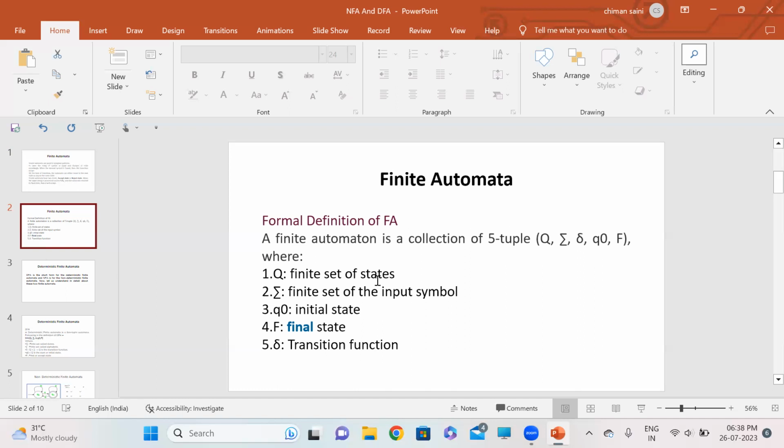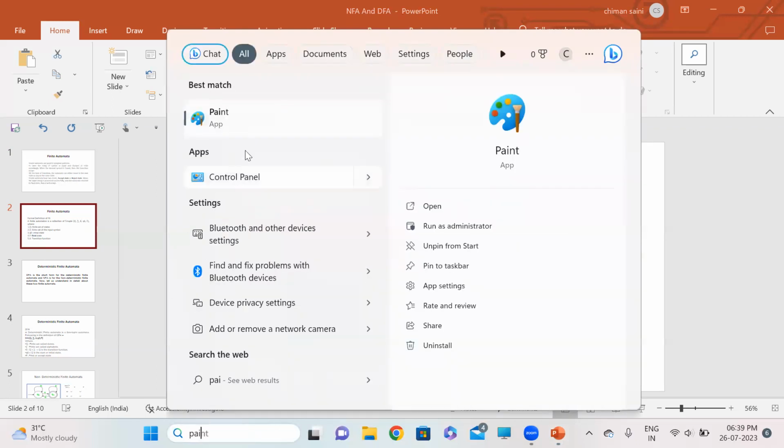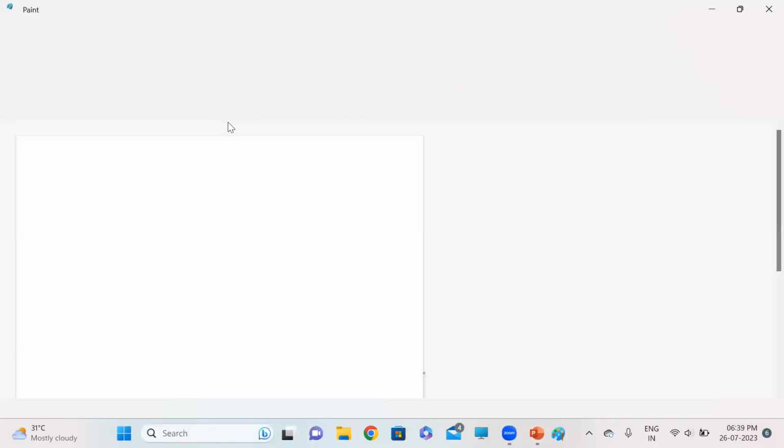The second one is the finite set of input symbols that will be represented by sigma. Then Q0 is our initial state and F is our final state. And there is one more symbol, psi. What is psi? Let me show you an example. We will draw an automata. Don't worry.